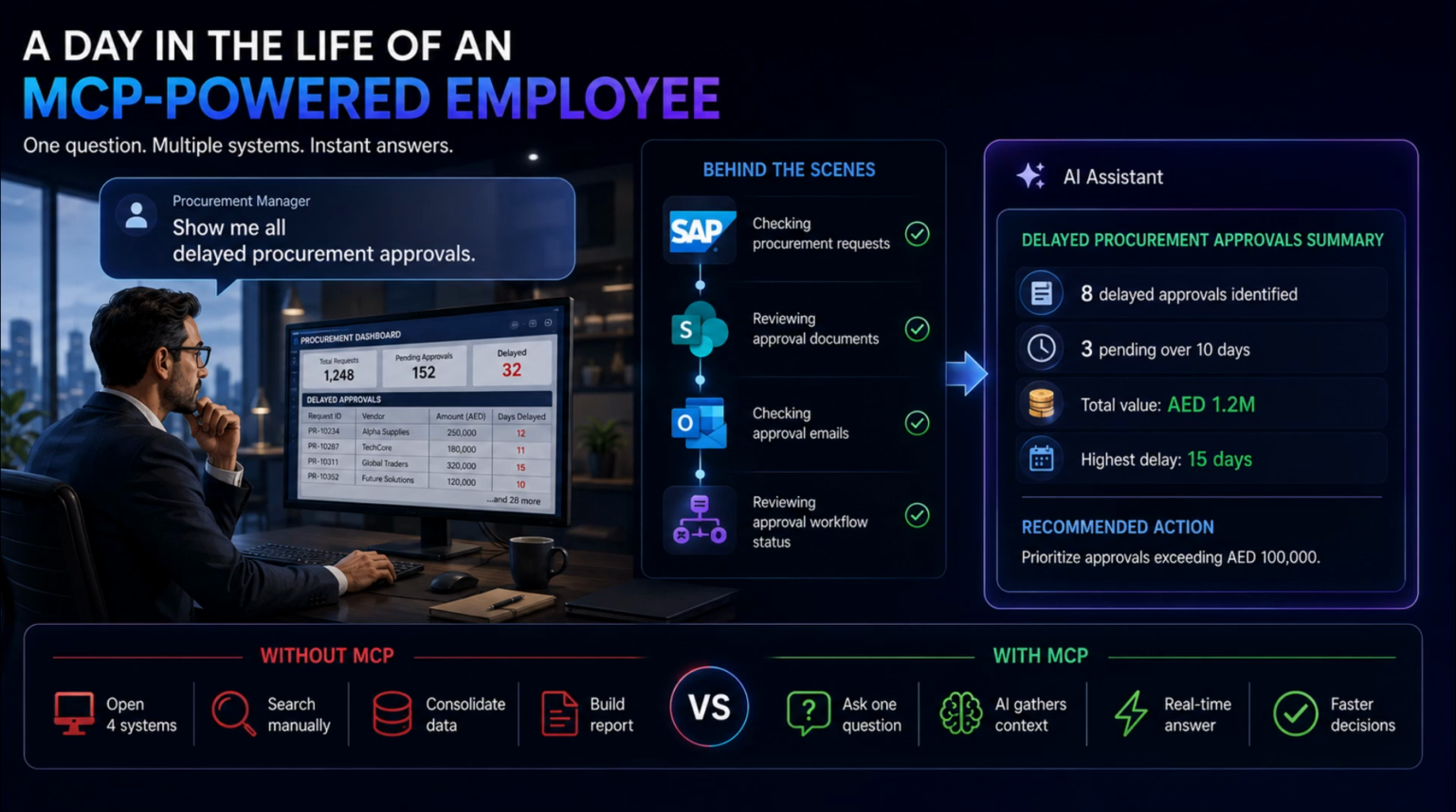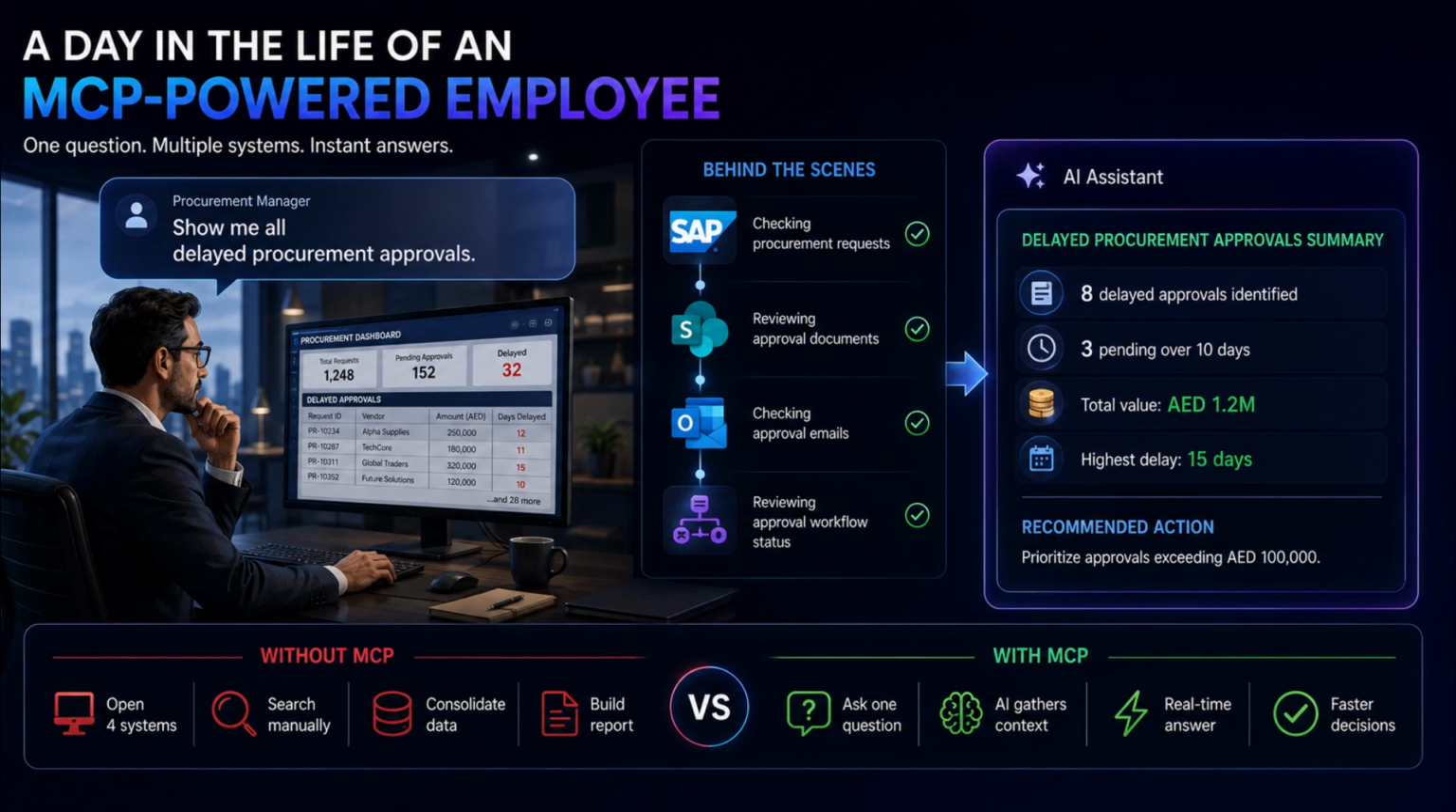Let's see how this works in practice. Imagine you are a procurement officer. You arrive at work and ask, "Show me all the delayed procurement approvals." Traditionally, that request might require opening multiple systems like checking approval workflows, searching emails, reviewing the procurement documents, and manually combining all the information. With MCP, the process becomes much simpler.